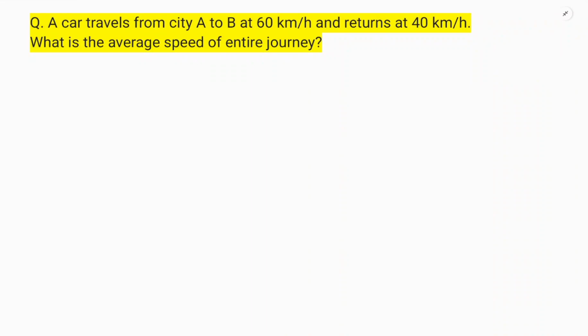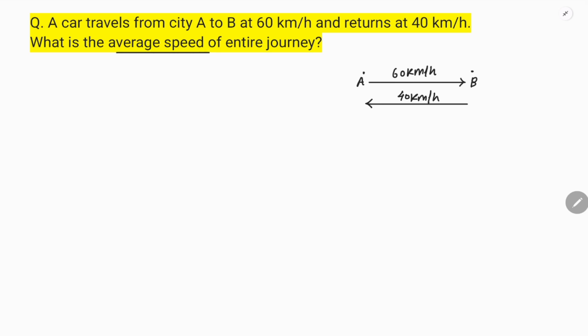I am Upasana Taneja. So in today's video we have a question. It says a car travels from city A to B. This is city A and this is city B, and a car is traveling from A to B first and it is going at 60 km per hour, right? And then it is returning from B to A at 40 km per hour. Now they are asking what is the average speed of the entire journey.